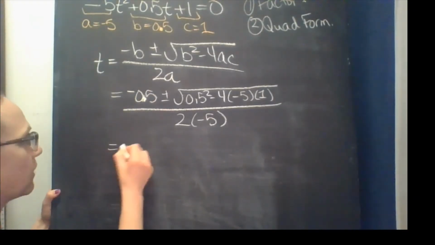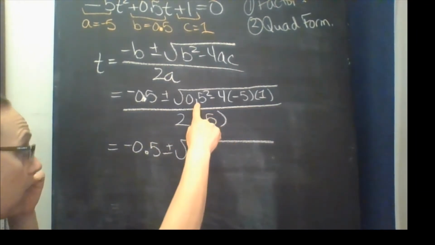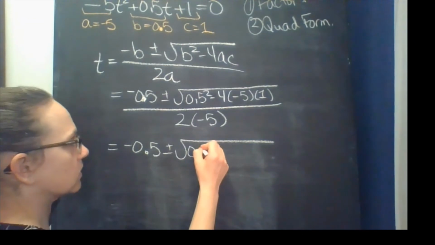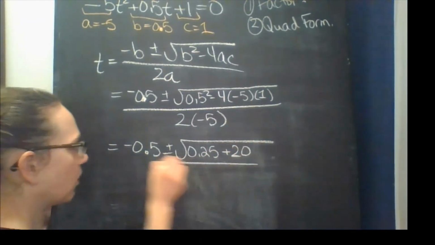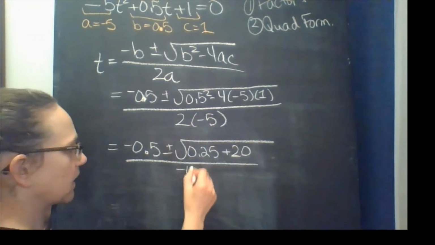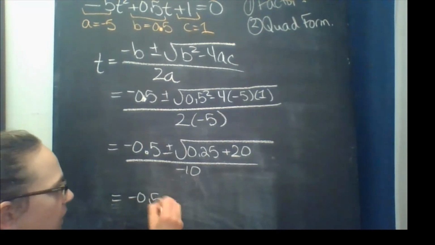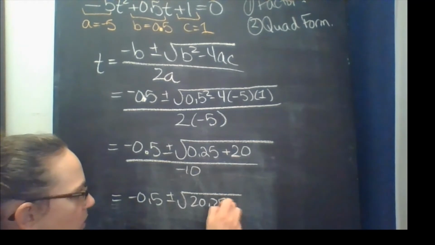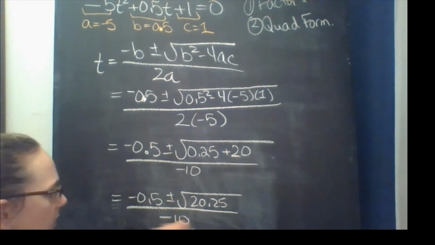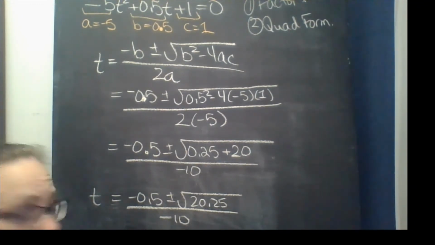Simplify what's under the root sign first. Negative 0.5 plus or minus square root of, that gives me 0.25. Minus gives me a plus 20. All over 2 times negative 5 gives me a negative 10 in my denominator. So I now have negative 0.5 plus or minus the square root of 20.25 divided by negative 10. So I know that t is going to be these answers. So this is going to give me those answers. So we're going to just do 2 of them.